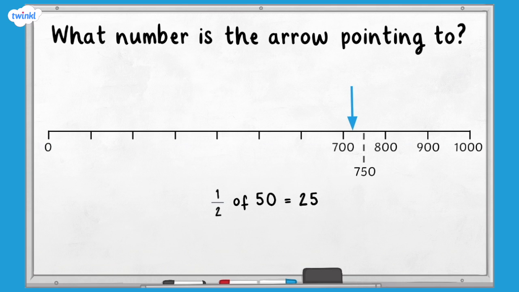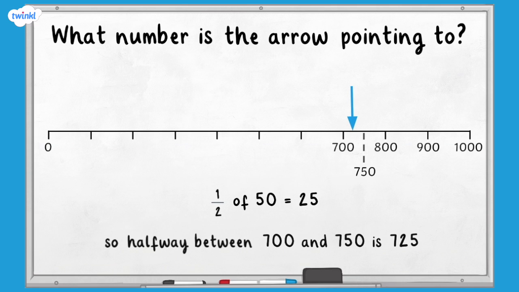Half of 50 is 25, so halfway between 700 and 750 is 725. A good estimate for where the arrow is pointing would be between 720 and 730.